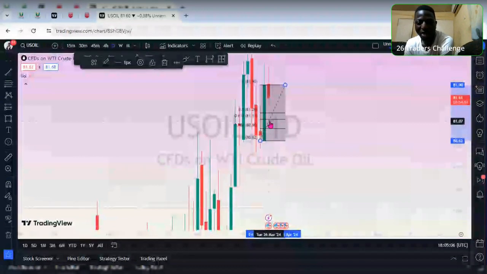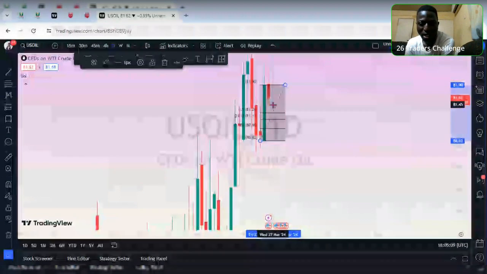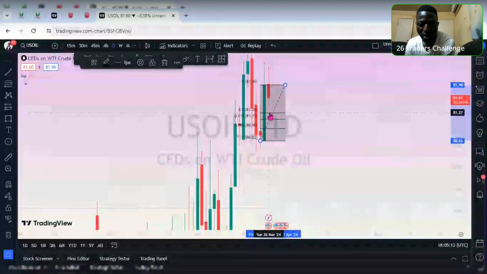You have to wait for this red candle to fall into any of these points. We have 50% here. We have 61.8% here. We have 78.6% here. We have 100% here. Here, market cleared 100%, but it might not be the same case for this.